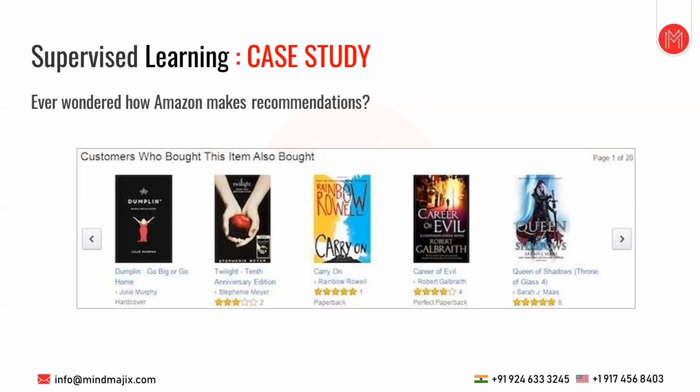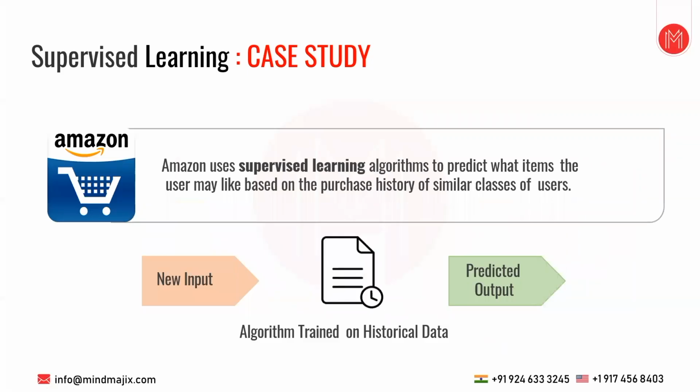The recommendation system is a main part of machine learning, and that is why it is considered supervised learning. Amazon uses a supervised learning algorithm to predict what item the user may like based upon the purchase history of similar classes of users. If in your Flipkart or Amazon account your past history shows you searched for computer systems, after some time Amazon and Flipkart, based upon their recommendation system, will recommend accessories like a pen drive, mouse or keyboard. That is how supervised learning works with a recommendation system.